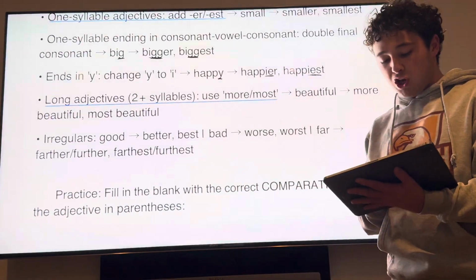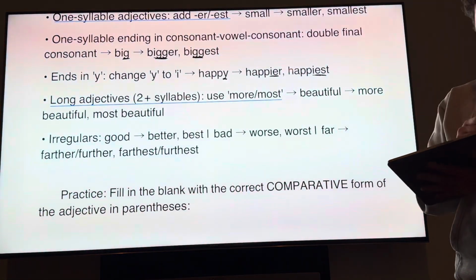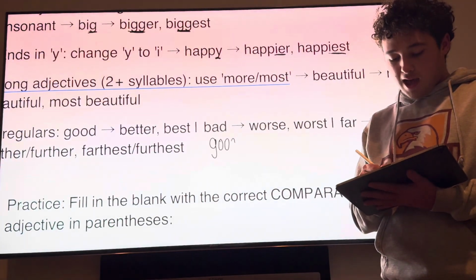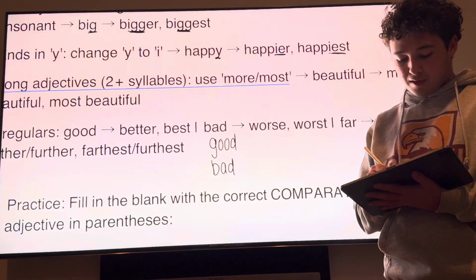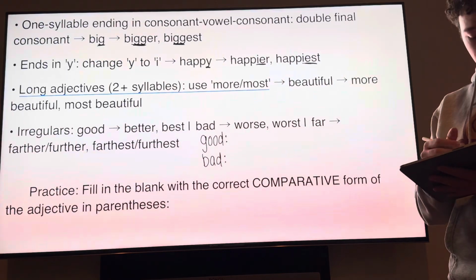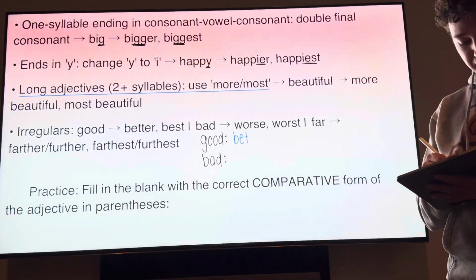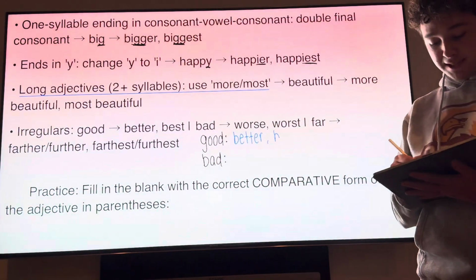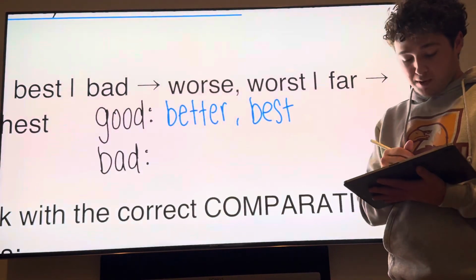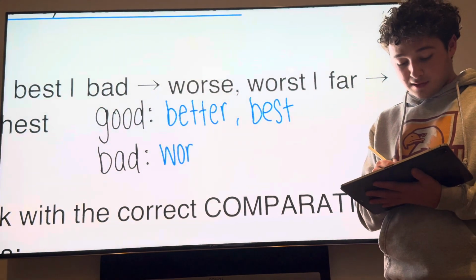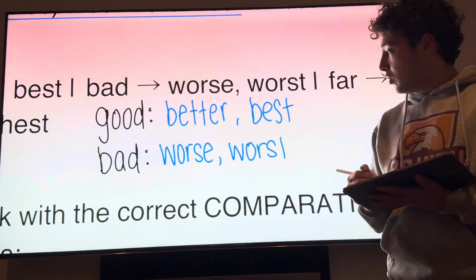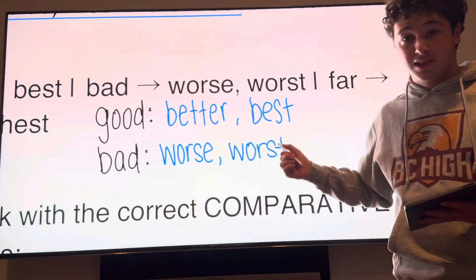And last but not least, there are two irregulars. Those are actually quite simple. They're for good and bad. Good would be better, and then best. And bad, pay attention to the spelling here, would be worse and worst. Worse and worst. Okay.